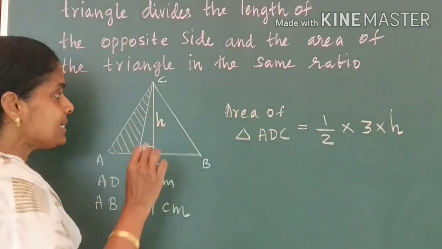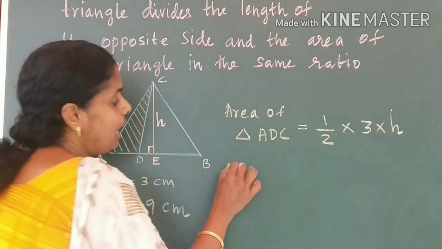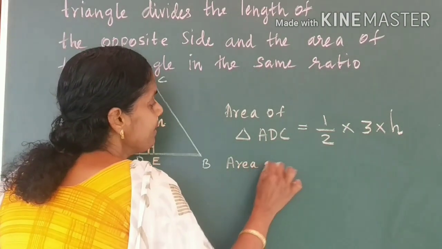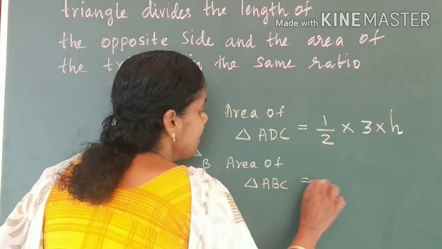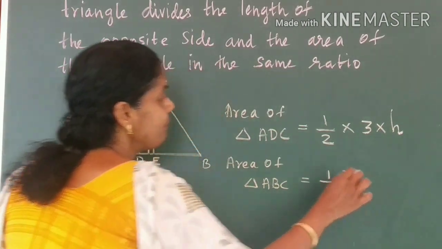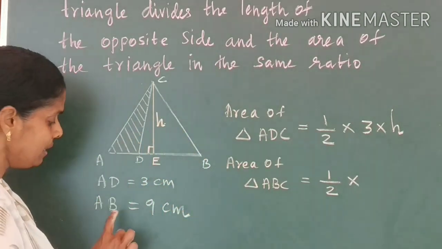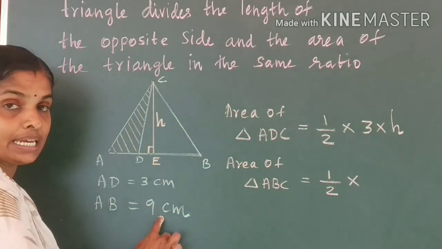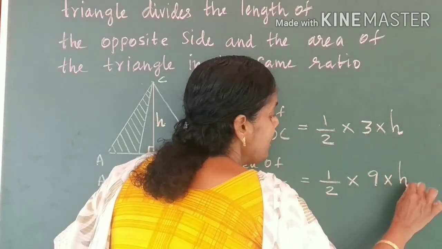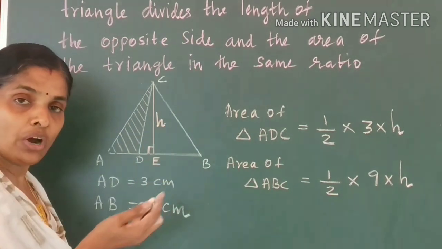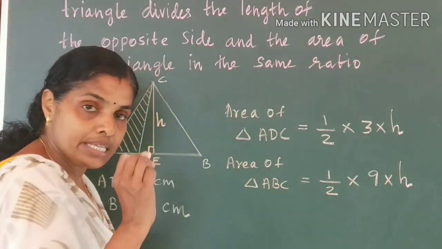Okay. Let us consider the bigger triangle ABC. How do you get its area? Area of triangle ABC is equal to half into base, base is AB. For me, AB is 9 cm. So let me write 9 into H. H I have not measured. We know it is going to be the same.